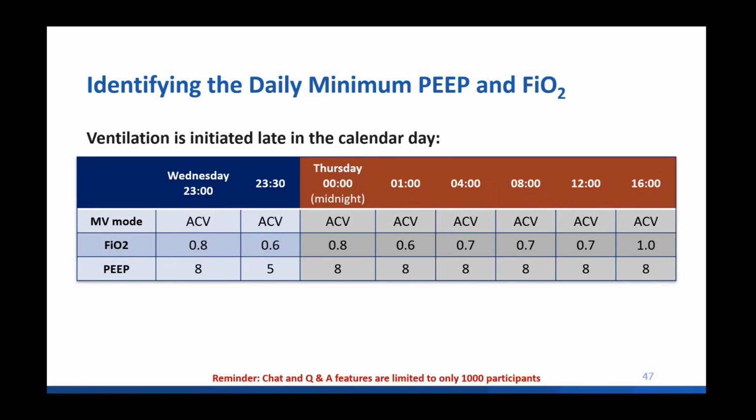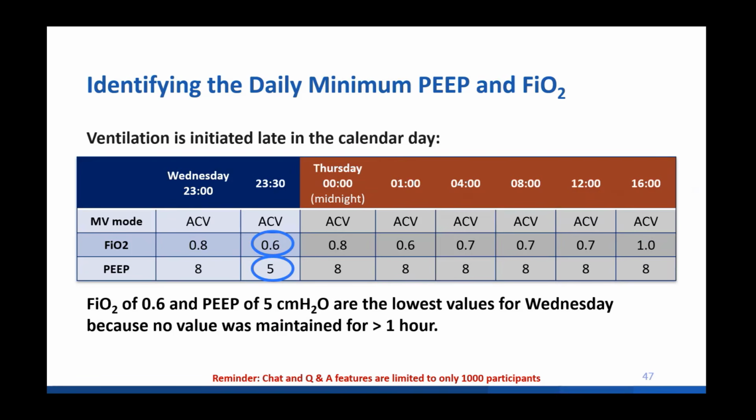All right, since no settings are maintained for greater than 1 hour on Wednesday, the daily minimum FiO2 is 0.6, and the daily minimum PEEP is 5 centimeters of water, since those are the lowest values recorded on Wednesday.